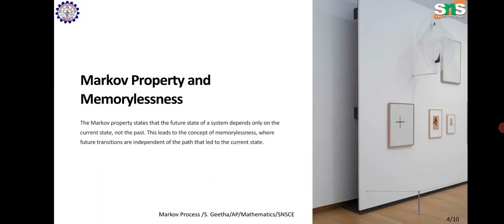Markov property and memorylessness. The Markov property states that the future state of a system depends only on the current state, not on the past. This leads to the concept of memorylessness, where future transitions are independent of the path that led to the current state.